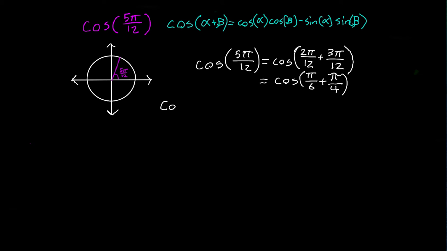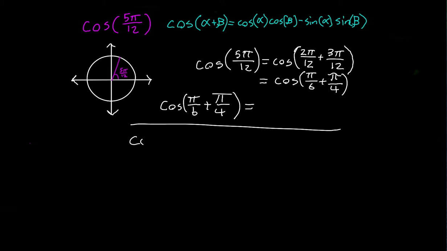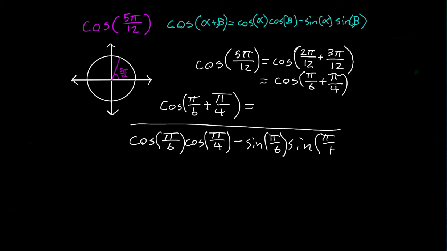Right? So the cosine of pi over 6 plus pi over 4 should be equal to, all right, and I'm going to write this down here. The cosine of pi over 6, how we have it written above, times the cosine of pi over 4 minus the sine of pi over 6 times the sine of pi over 4.